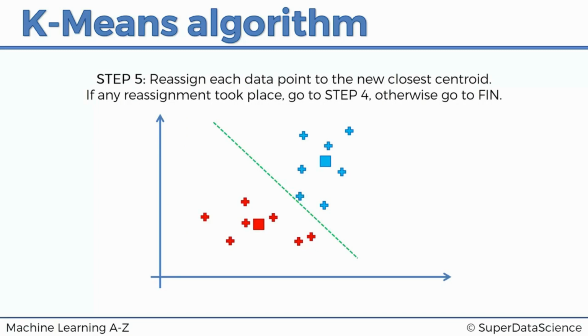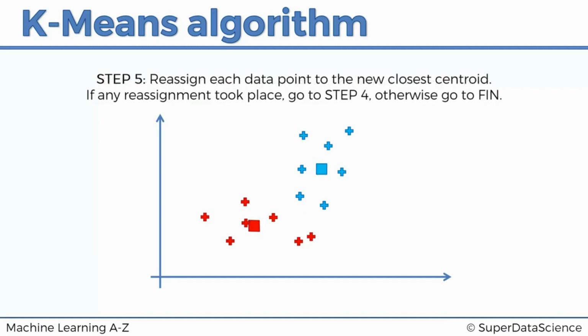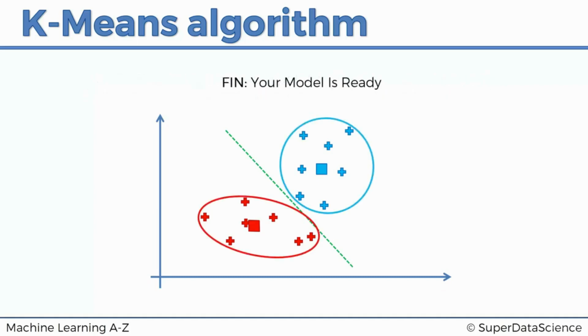It gets reassigned. So now we go back to step 4, compute and place the new centroids for each cluster, move our centroids, and now reassign each data point. So repeat step 5. And as you can see, this time the equidistant line does not make any points reassigned. All of the points are already in their correct clusters. That means no reassignment took place during this step, so we can proceed to completing our algorithm. This means that the algorithm has converged. So there we go, those are our clusters and the model is ready.